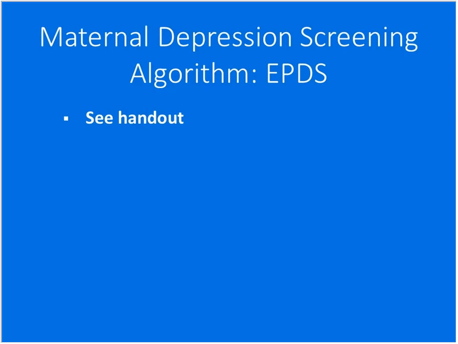So again, very similar to the algorithm for the PHQ-9. In this case, if the score is 10 or greater, that's going to trigger you to do something. We talked about clinical judgment, based on your other assessment. And so other than the score, really, the algorithm is the same. So we won't spend a lot of time with that. Next slide.